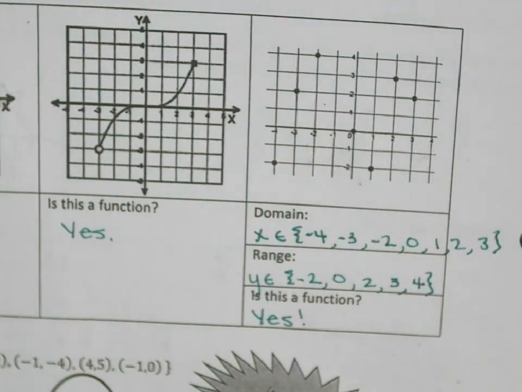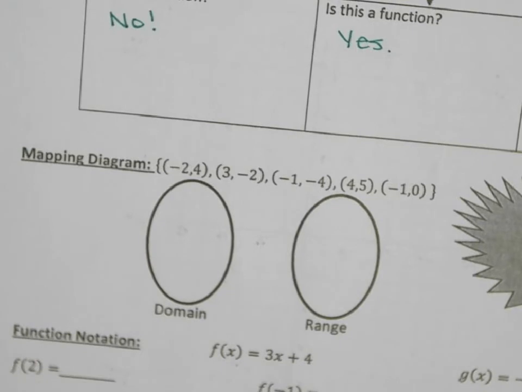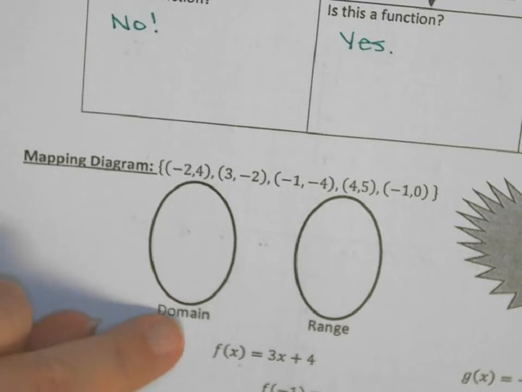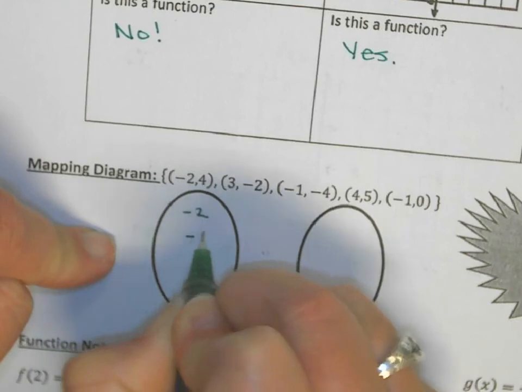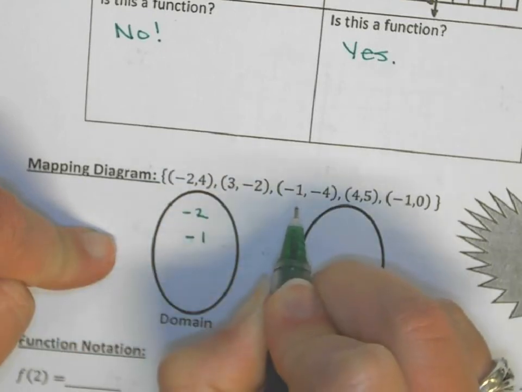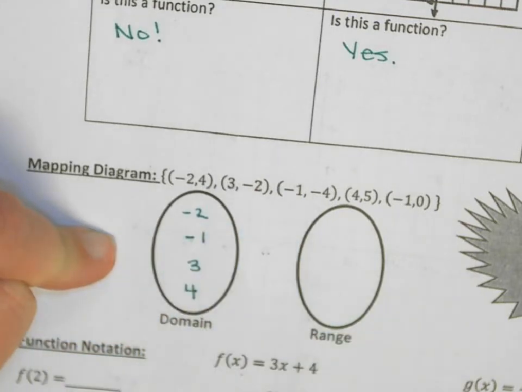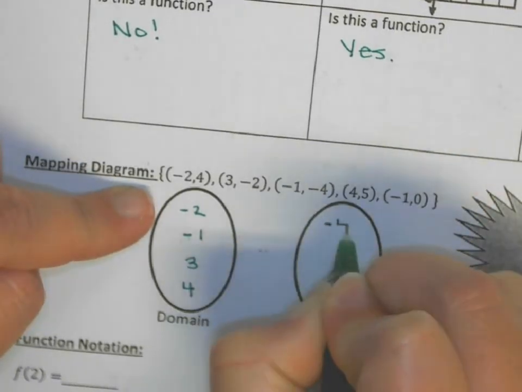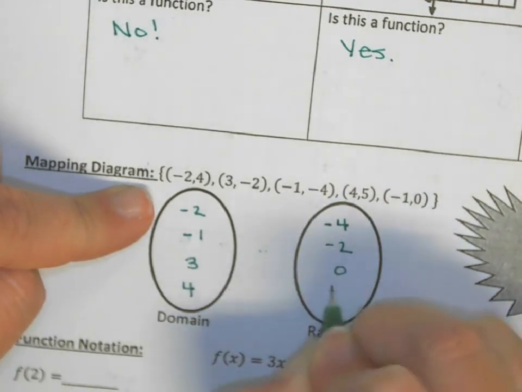Okay. The last one is a mapping diagram. Okay. And if it gives you a series of points, the same way we listed the domain and the range is exactly what you're going to do in the mapping diagram. So list them from least to greatest. So for your x values here, we have -2, -1, 3, and 4. And for our y values, we have -4, -2, 0, 4, 5.